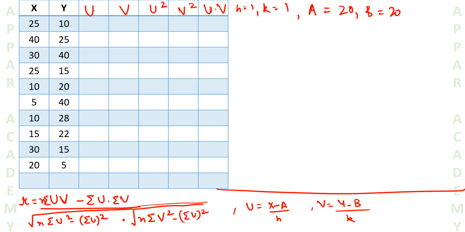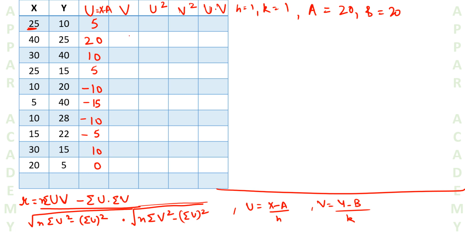So now u, what is u? u is simply x minus a, that is 25 minus 20, which is 5. 40 minus 20 is 20, 30 minus 20 is 10, 25 minus 20 is 5, 10 minus 20 is minus 10, 5 minus 20 is minus 15, 10 minus 20 is minus 10, 15 minus 20 is minus 5, 30 minus 20 is 10, and 20 minus 20 is 0. It's quite easy when we have simply subtracted using 20, right?